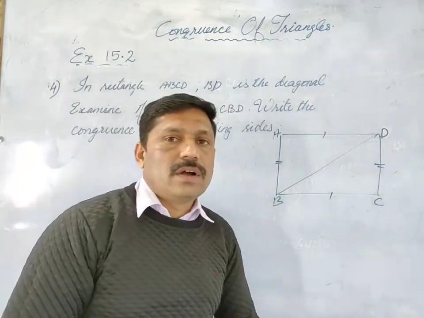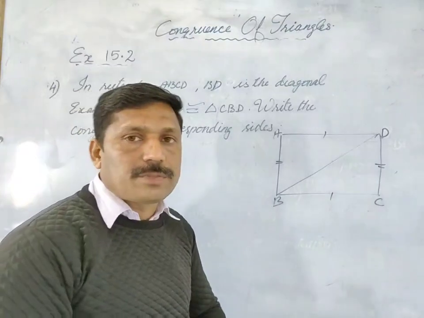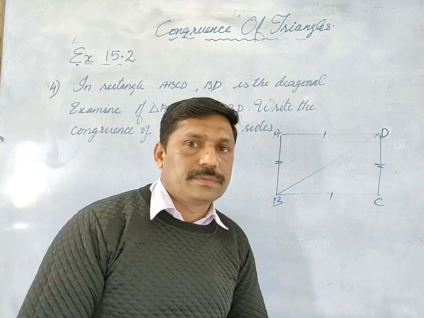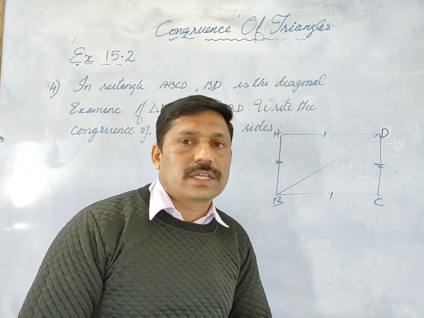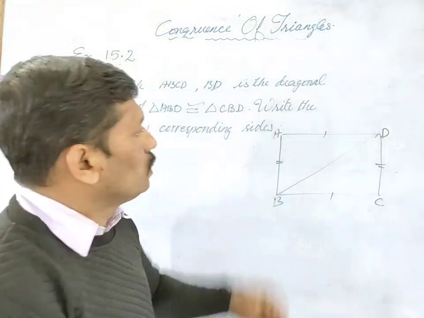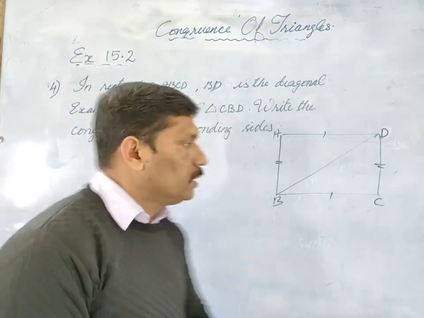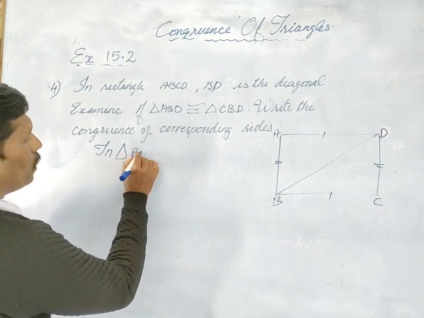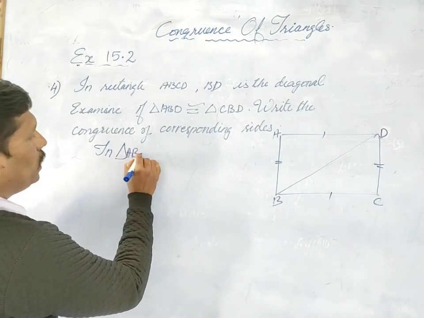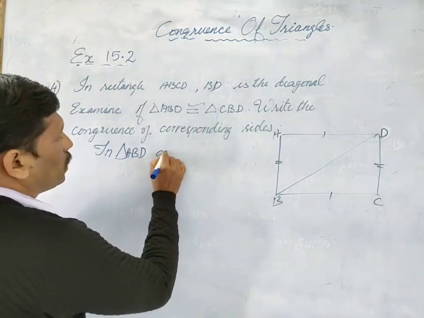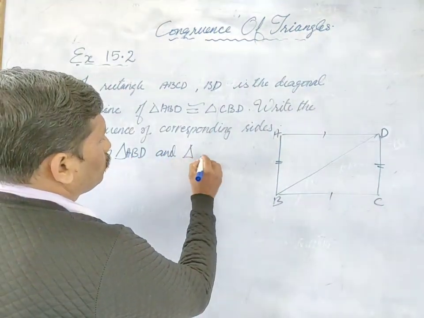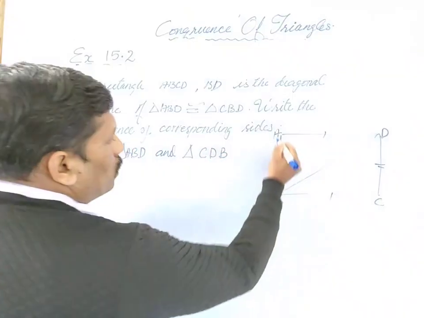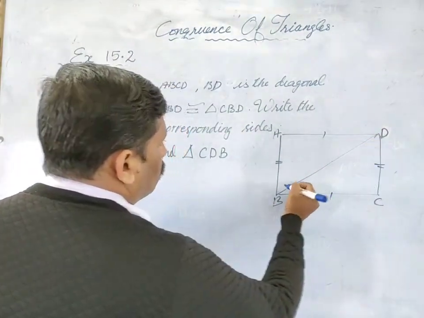That means the three sides of one triangle are correspondingly equal to the three sides of another triangle. So they are congruent by the SSS condition. So here we can write the congruency of the corresponding sides. In triangle ABD and triangle CDB.